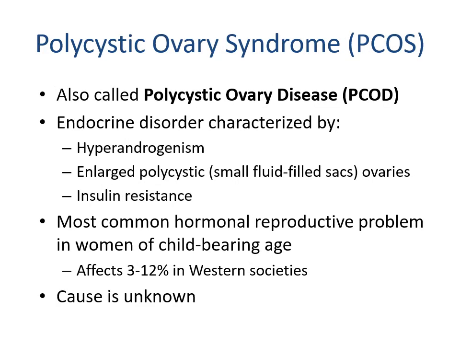Now looking at polycystic ovary syndrome, or PCOS, also called polycystic ovary disease. This is an endocrine disorder characterized by hyperandrogenism, large polycystic ovaries, and, remember, a cyst is a small fluid-filled sac, and insulin resistance. This is the most common hormonal reproductive problem in women of childbearing age and affects approximately 3 to 12% of women in Western societies. And unfortunately, the cause of PCOS is unknown.